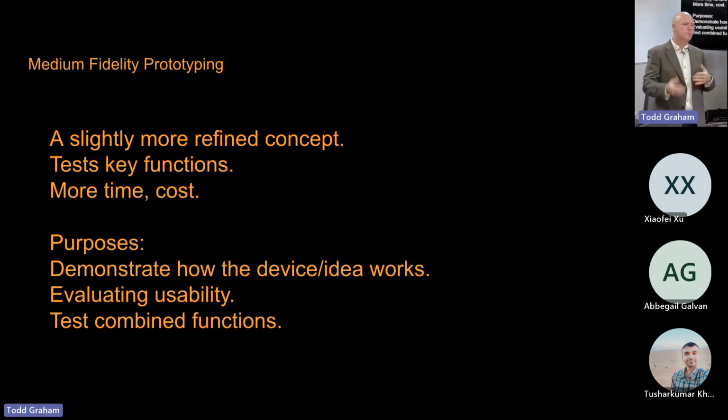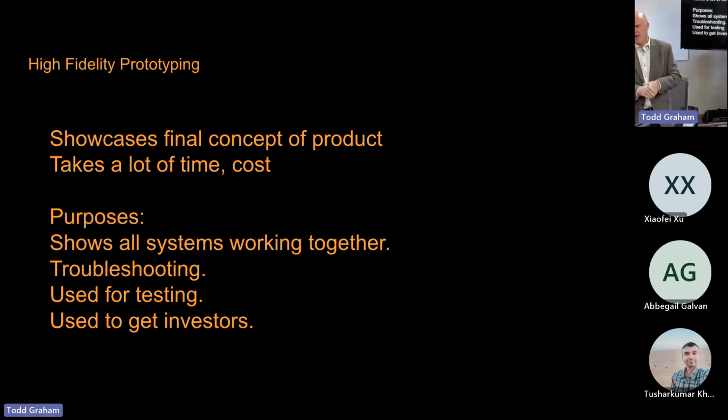And then you go through a process, medium fidelity prototyping. So it's slightly more refined. You probably spent a little more money on it. You're going to be able to demonstrate how the device idea works a little more effectively and maybe start to test combined functions together. And high fidelity prototyping, you might call this a beta in the software world or an alpha maybe. And you're looking at a more complete design or product or piece of software.